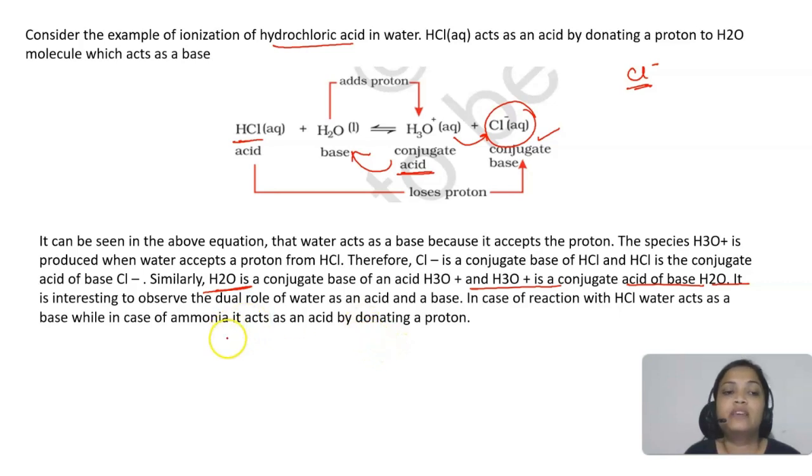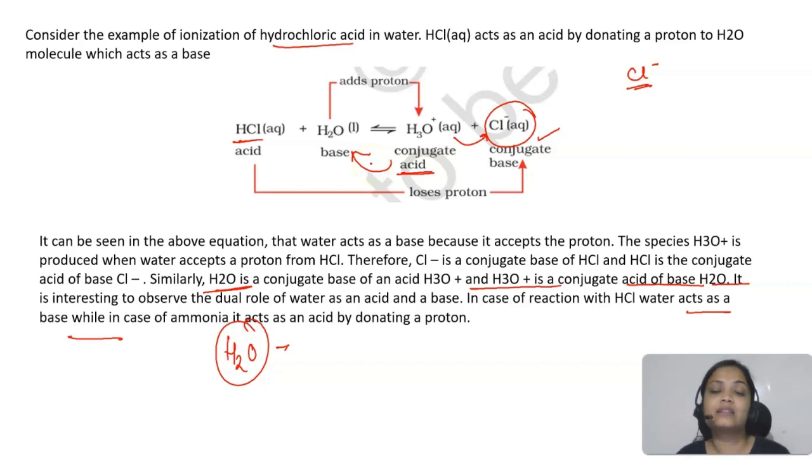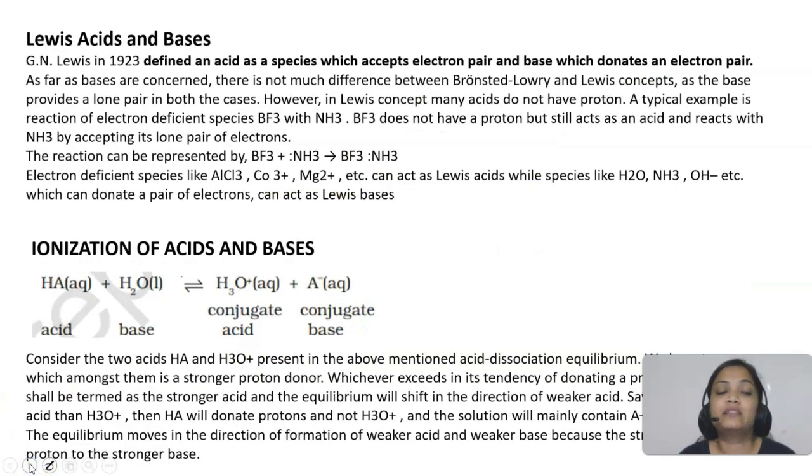Now here you can see that water was acting as an acid in the case of ammonia, but it is acting as a base in the case of HCl. So water is the one that can act as an acid also and can act as a base also. So this is your conjugate acid base concept.